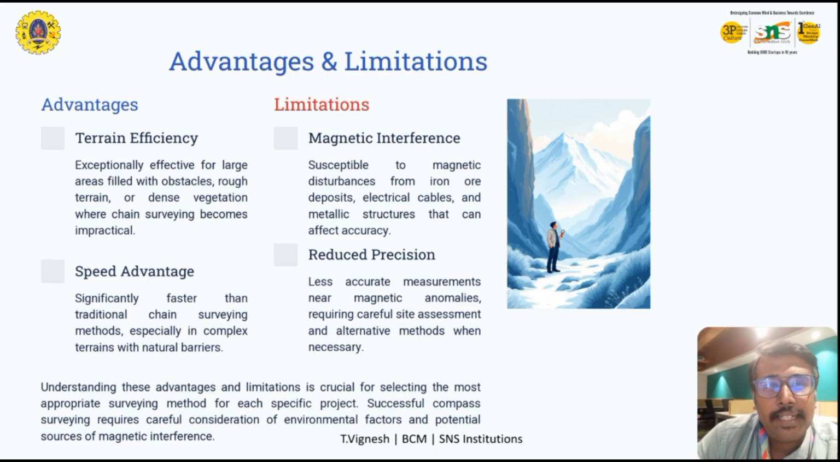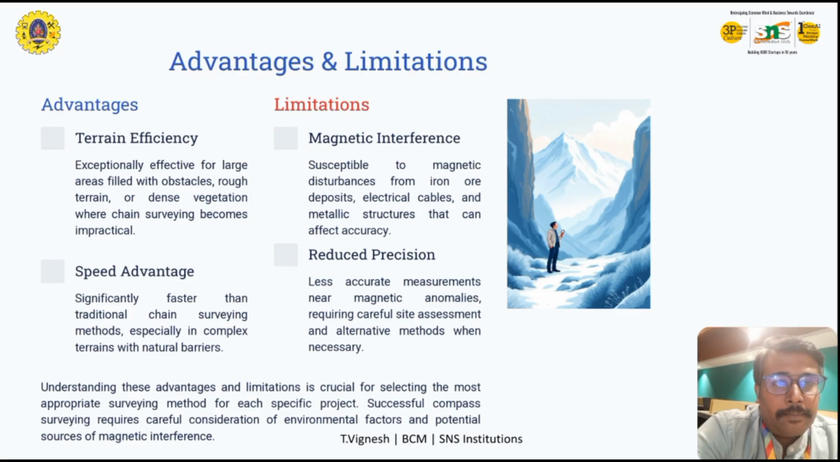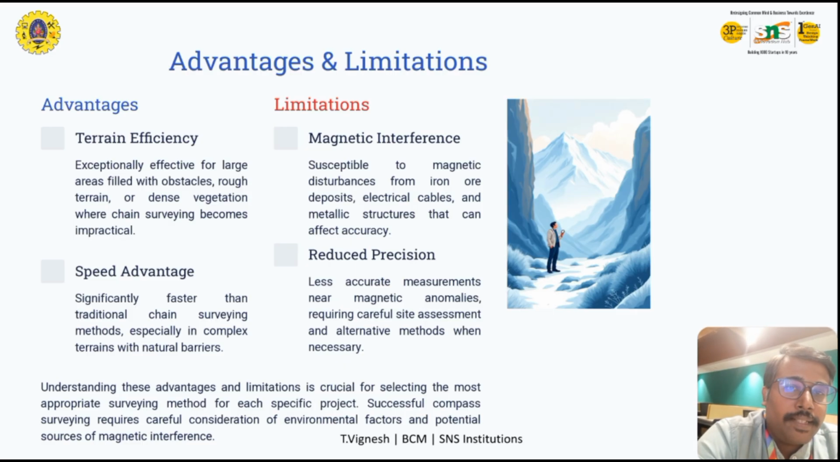The advantage is especially for large areas filled with obstacles and rough terrain, which can be effectively measured with the help of compass surveying. On the limitation side, it is susceptible to magnetic disturbances from iron ore deposits, electrical cables, and metallic structures that can affect accuracy. It reduces precision, giving less accurate measurements near magnetic anomalies, requiring careful site assessment and alternative methods when necessary.